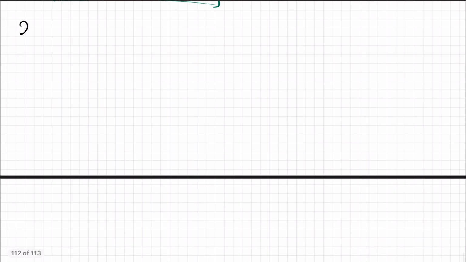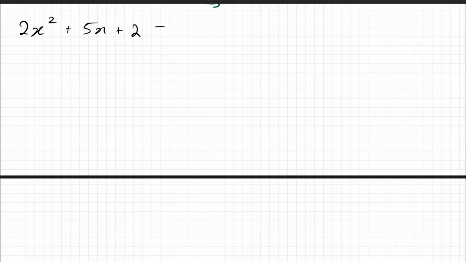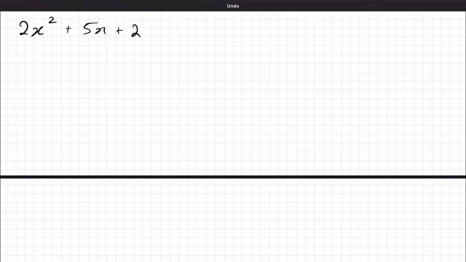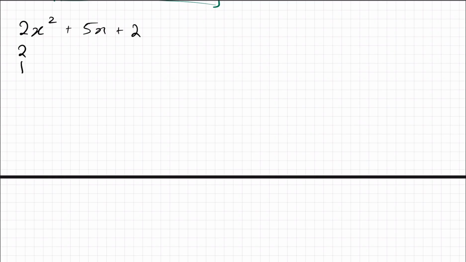Let's say we have 2x squared plus 5x plus 2, not equal to 0. We'll just try and factorize this. Okay, so now let's do the same thing, but we're going to write out the factors of this term, which is going to be 2 and 1. So notice how it's not 1 and 1 anymore. And then the factors of this term. So it might be 2 and 1 again.